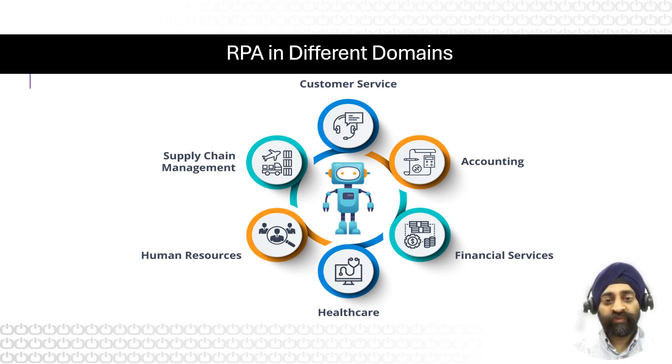RPA in different domains. Different domains like customer service is one of the domains. Accounting is one domain. Financial services, healthcare, human resources, supply chain management. So if you talk about finance, RPA is used to automate processes like invoice processing, where bots can capture invoice details, validate against purchase orders, and initiate payments.